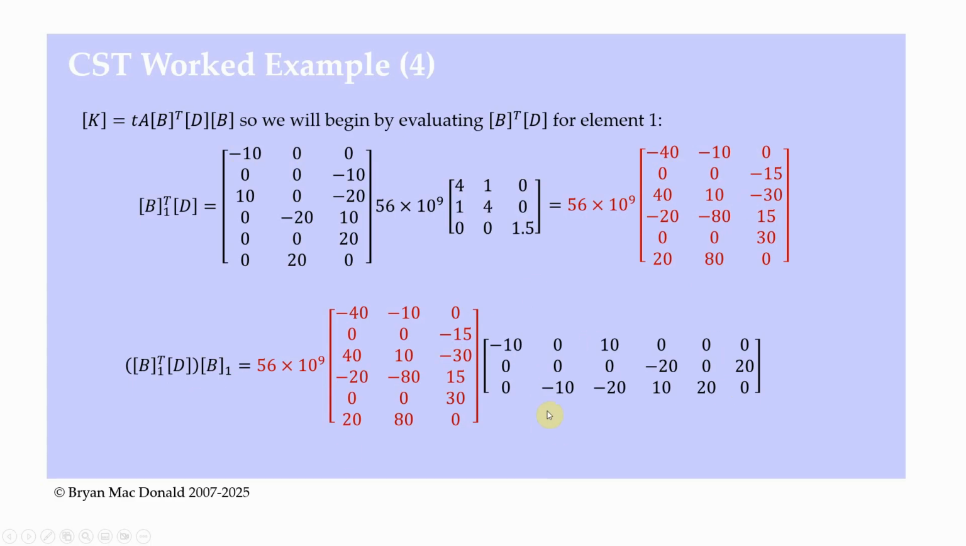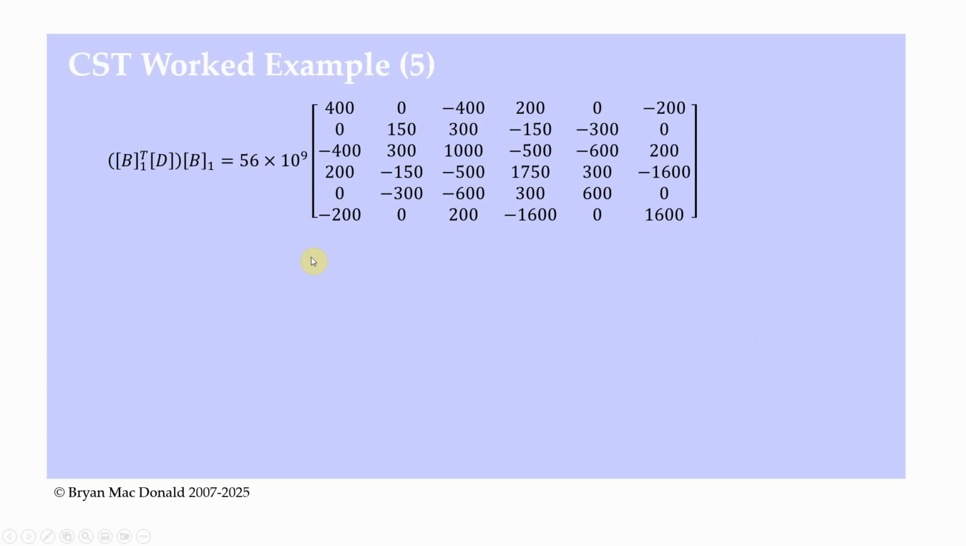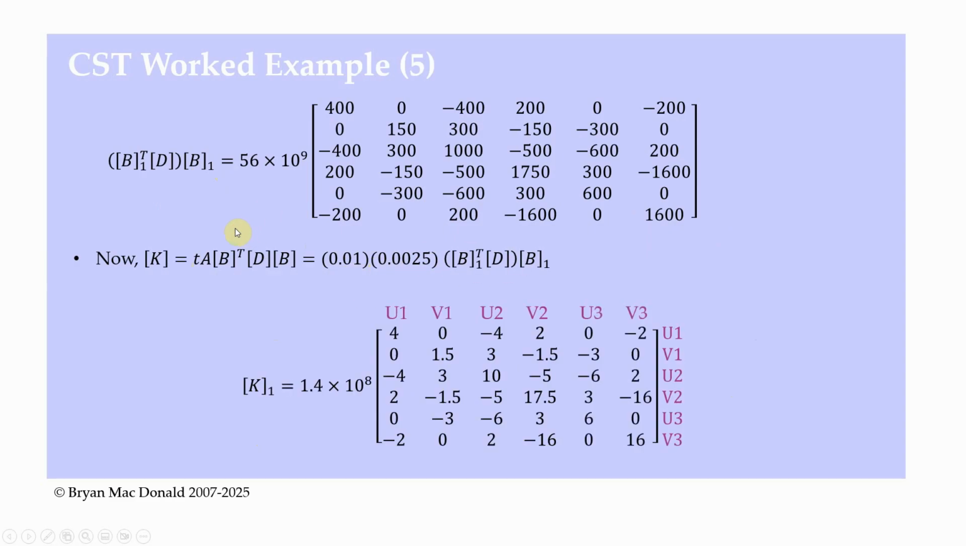So now I have a 6 by 3 multiplied by a 3 by 6. That's going to give me a 6 by 6 matrix. So that ends up giving me these values here. Okay, so that's my BDB calculated. And now remember K is equal to T A BDB. So it's going to be 0.01, which is the thickness, 0.0025, which is the area, times BDB. So when I do that, I end up getting my stiffness matrix for element number 1.